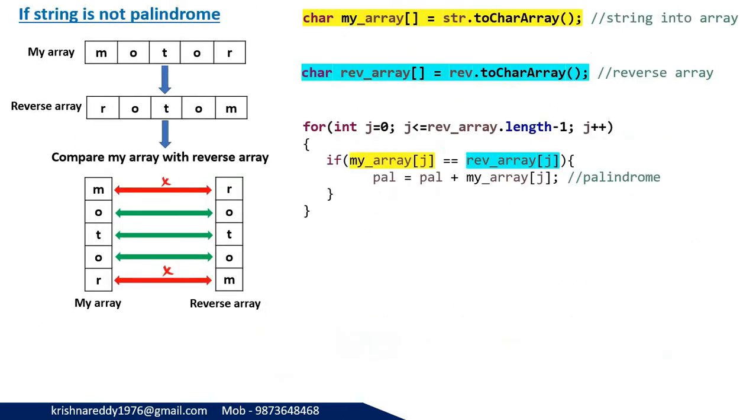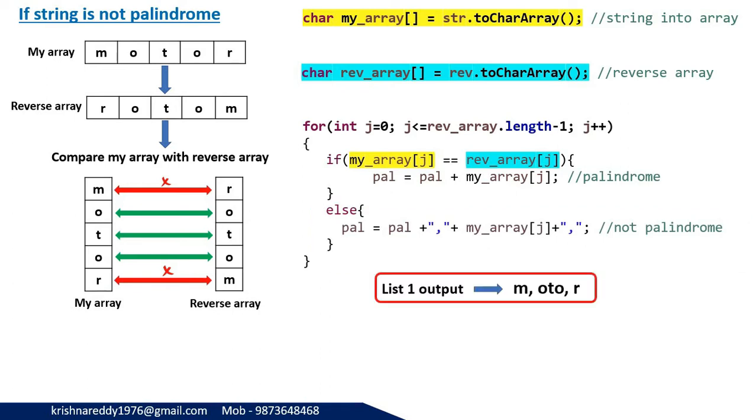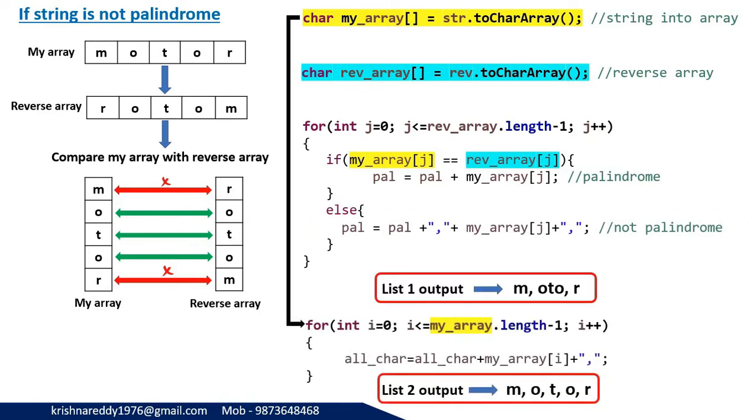If the string is not palindrome, that means all my array elements are not equal to the elements of the reverse array. So we put the else part here. This code will produce the list 1 result. For list 2, we loop through myArray separated by commas. That's it. So enough theory. We will better understand this in the coding part.